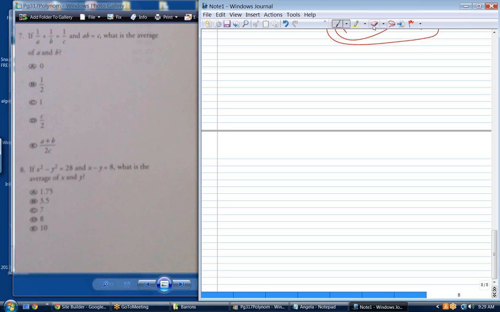Okay. I think it's useful to always start with what they're asking and formulate that as an expression. So what are we trying to find? We're trying to find (A plus B) divided by 2. All right.